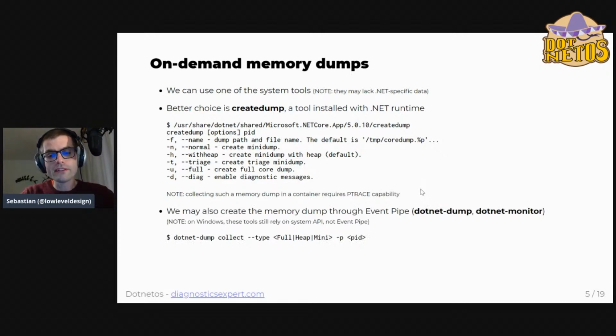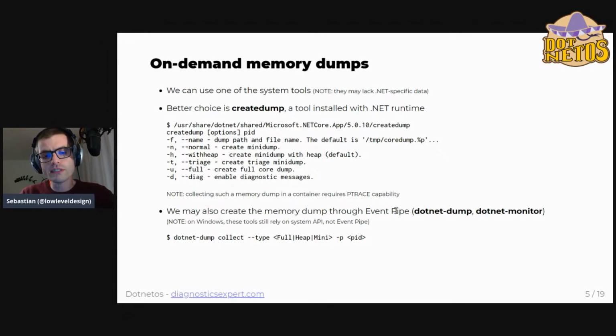Then we also have dotnet-dump and .NET Monitor. .NET Monitor is still in preview, and it's a tool that we usually use when working with containers, but I think it will become more and more popular with time. dotnet-dump uses, well, both of those tools on Linux, and I believe on Mac, it uses an event pipe to connect to the target process and then create a memory dump.